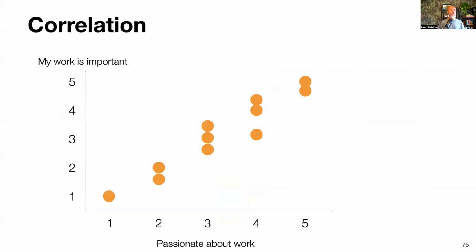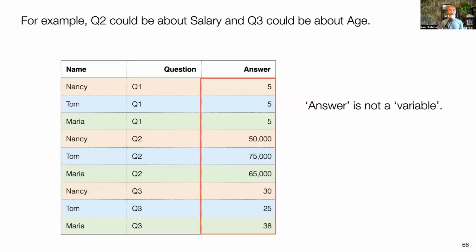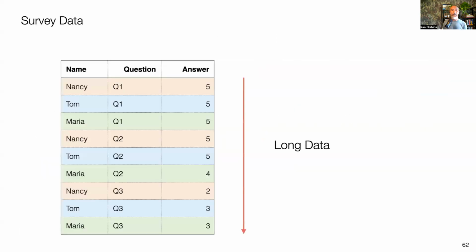One question is, let's say, "my work is important," rated 1 to 5, and another, "passionate about work," rated 1 to 5. What is the relationship between these two? In order to answer this type of question, you can't, because "my work is important" and "passionate about work" need to be presented as different variables. However, we have those variables in the same column, right?